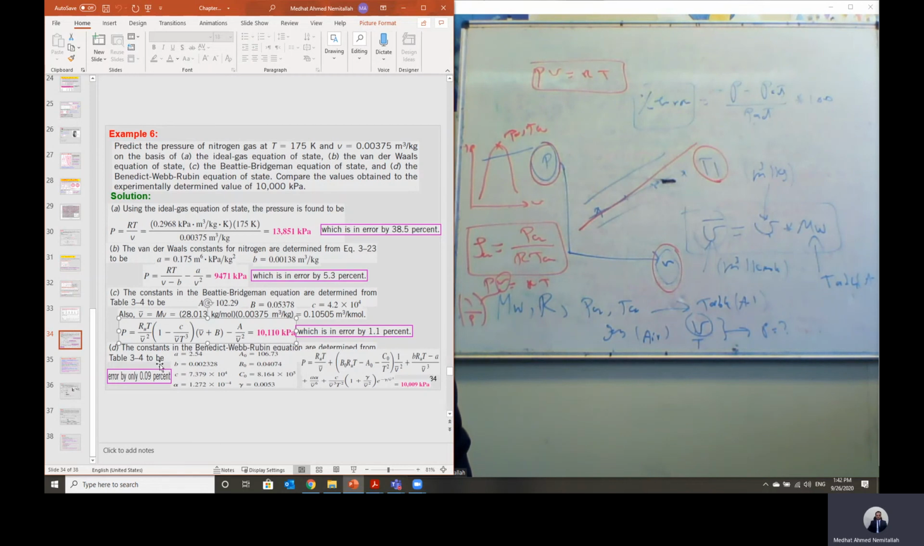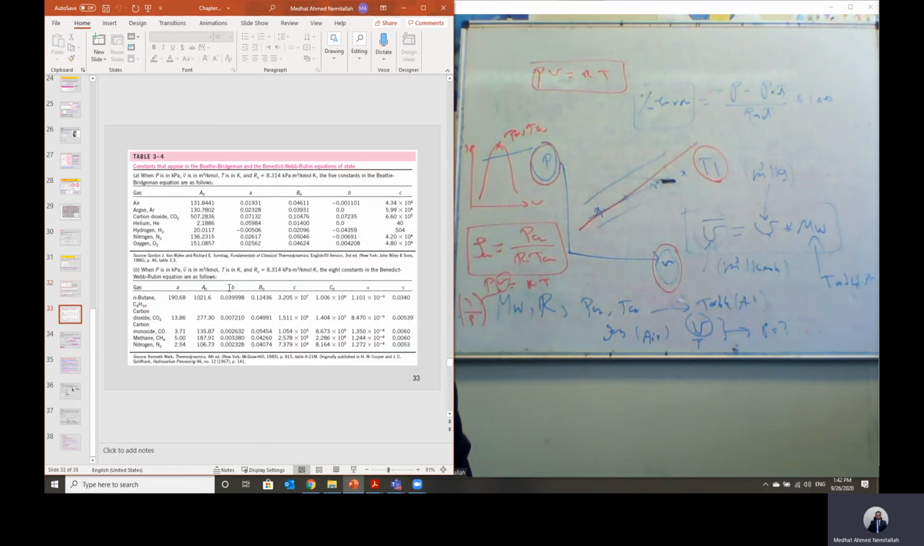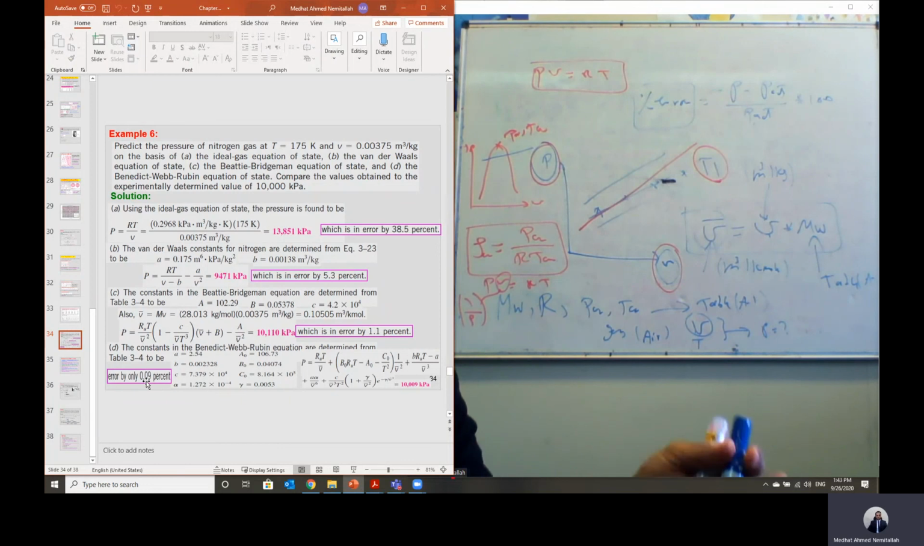But if we apply the last equation, which is the Benedict-Webb-Rubin equation, which is this equation, you can get all the constants from table A34. Then substitute here, and the error will drop to less than 1%. That means the ideal gas equation of state results in an error equal to 38.5%. When I used the Van der Waals equation, the error dropped to 5.3%. Using the Beattie-Bridgman equation, the error dropped to 1.1%. And using the Benedict-Webb-Rubin equation, which is the most complicated one, the error can drop to less than 1%.